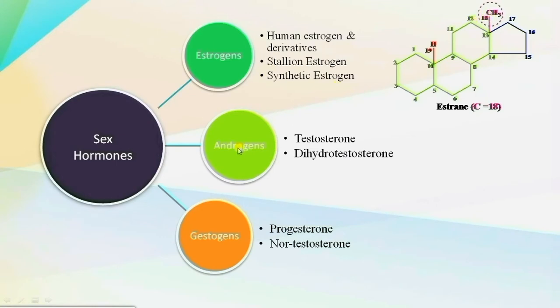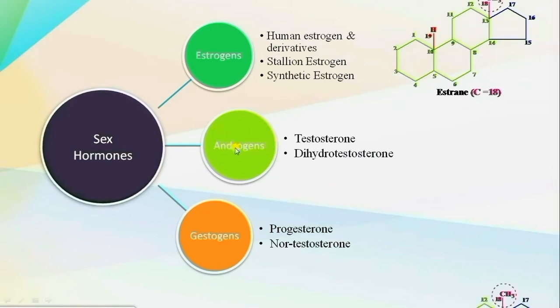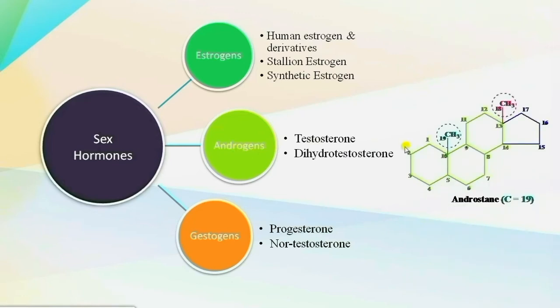Next is androgens. Examples of androgens are testosterone and dihydrotestosterone. When we are talking about androgens, we have to consider the androstane nucleus. Androstane nucleus contains 19 carbon atoms. So at the 19th position, a methyl group is attached and we will get the structure of androstane.